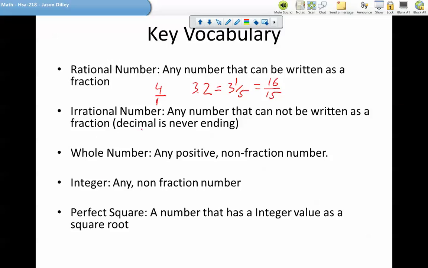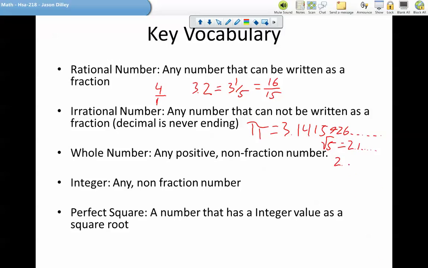An irrational number, on the other hand, is any number that cannot be written as a fraction. So its decimal is never ending. A couple of good examples of that would be pi, right? We know that pi is 3.1415926, and it's going to keep on going for a long time. It never ends. Because the decimal never ends, you cannot turn it into a fraction. Some other examples would be the square root of 5. That's an irrational number. It's 2.1 something, something.